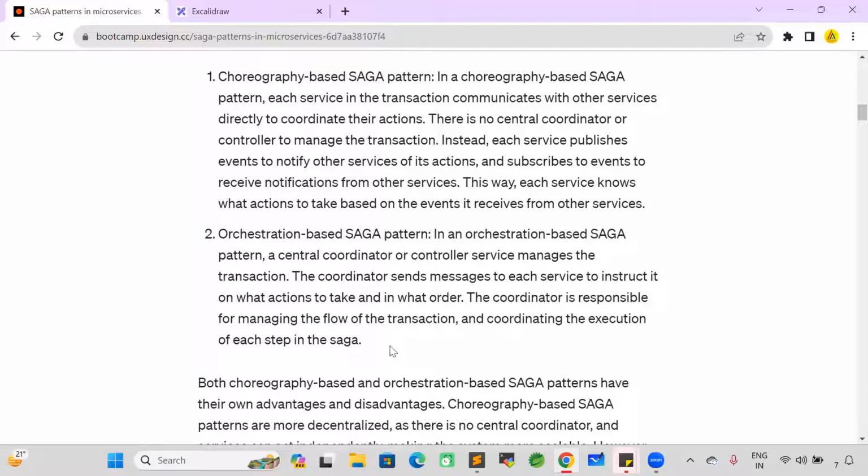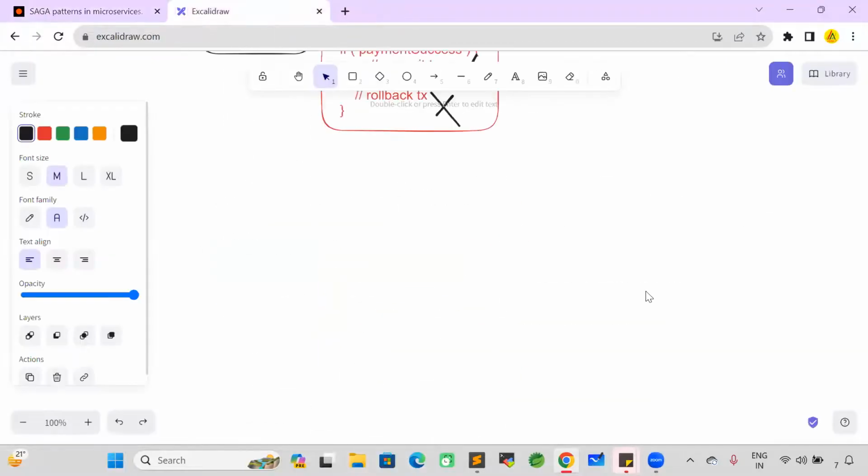So a separate microservice will be acting as a coordinator here. Based on that coordinator, the services will decide what operation they need to perform. Choreography-based SAGA pattern, orchestration-based SAGA pattern. So let us see how they are going to be different.